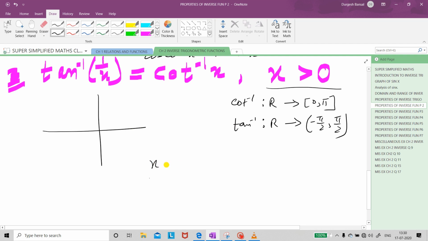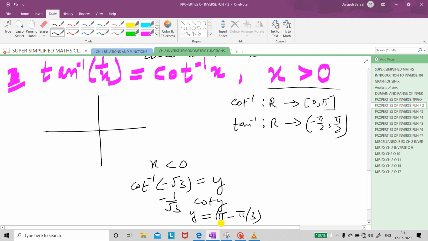If you take x to be any negative value, for example, I give you one example. Say you take cot inverse of minus root 3, and let us try to find its value. Let it be y, so minus root 3 will be cot y. So what should be y? y should be in the second quadrant and y should be pi minus pi by 6, because you know cot is negative in the second quadrant.